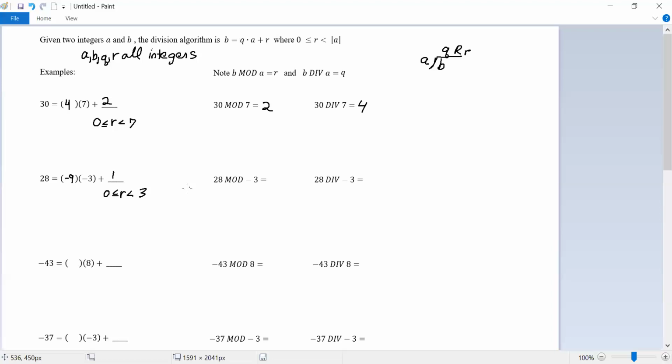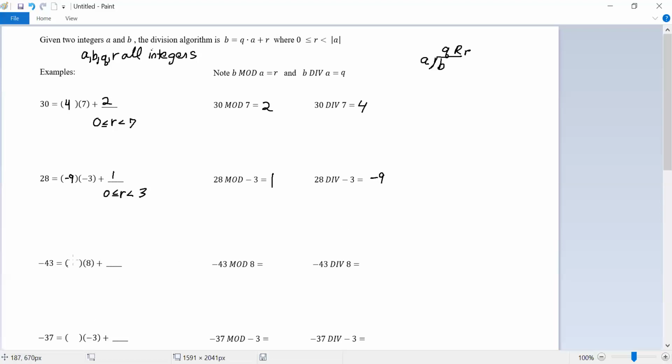Notice there's only one answer to these because of this requirement on the R. So that means if I do 28 mod negative 3, I get the remainder, which is 1. And 28 div negative 3, I get negative 9, which is the quotient.